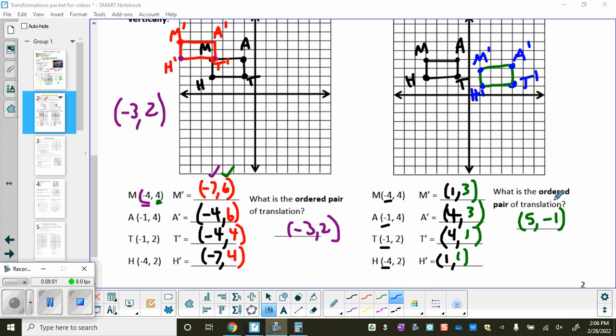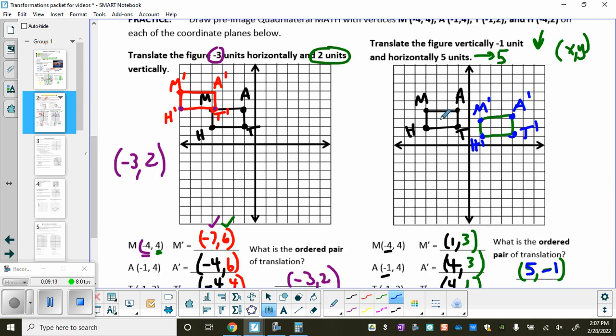So we can use the ordered pair of the translation to just do the math. Here it's going to the right 5, so I added 5 to all of these. Then I took away 1. I went down 1 on all the y's. Up here on the actual coordinate plane, you simply count. You just go over 5, then down 1. Here you go over 5, then down 1. Here we go over 5, down 1. And last but not least, from H to H prime, over 5, down 1.